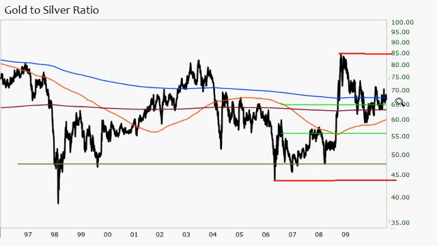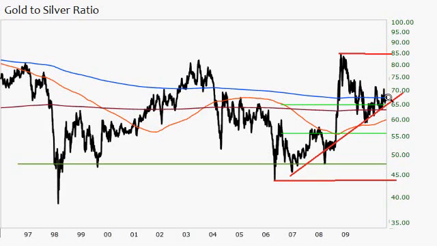Therefore, the 65 area has been holding as an area of support. The trend line for the upside right now can be something like that. That would be a pretty decent trend line, and the key resistance, of course, you've got 85 as a significant level, but even now you can say 70 is a resistance area that it needs to break above.